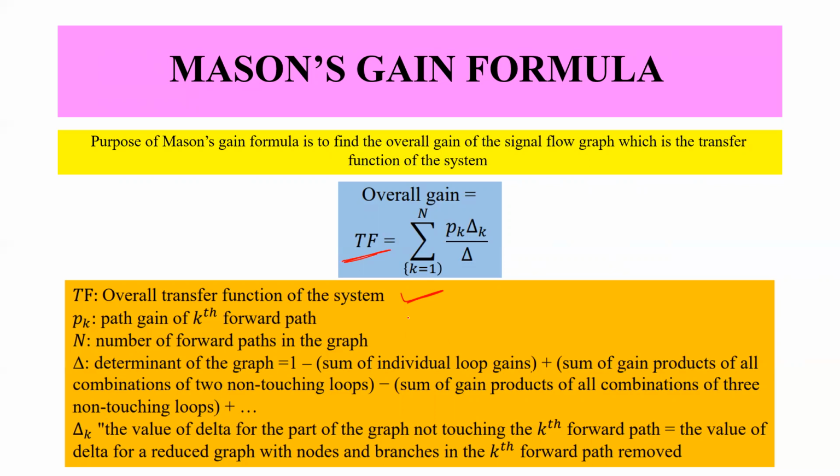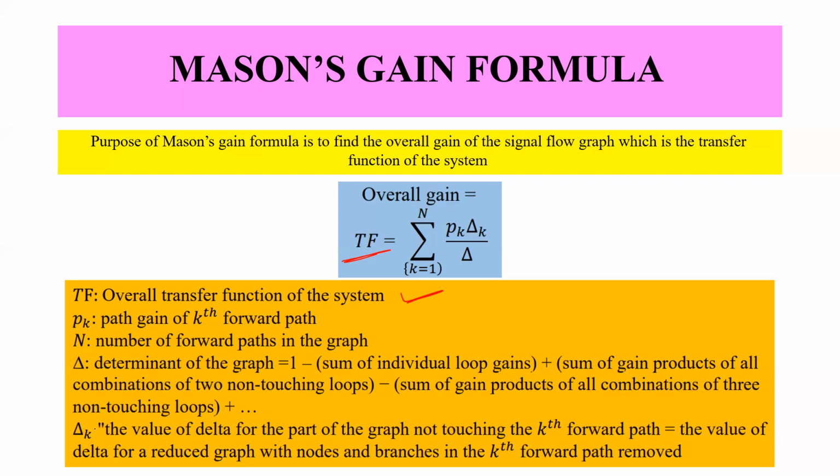all combinations of three non-touching loops. It means that after identifying two non-touching loops in the signal flow graph, we will search for three non-touching loops in the signal flow graph. We will write down the gain of each loop, then we will add those gain products, right? And so on. We will keep on doing this. Then we will add the gain products of possible four non-touching loops, then possible five non-touching loops, then possible six non-touching, and in this way we will keep on going, right? Now this is what delta is.